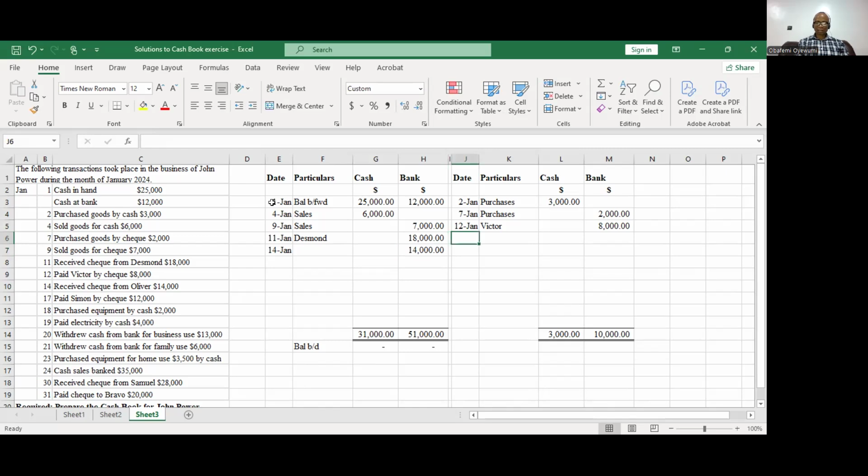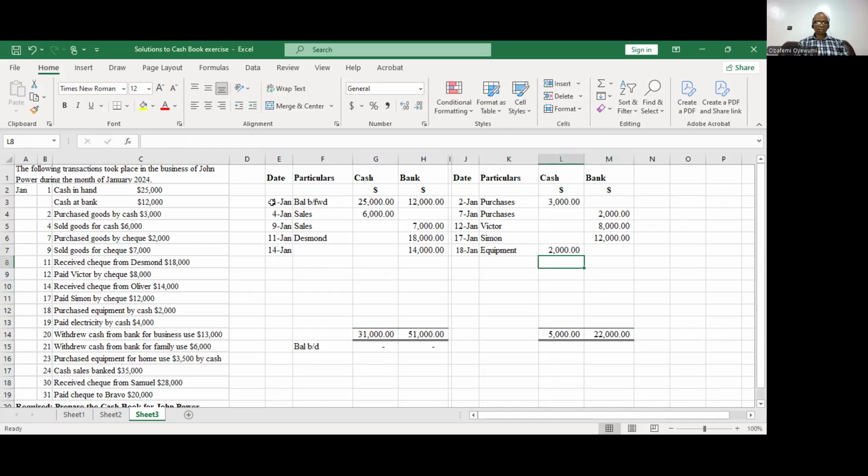So the next one was on the 17th of January. We paid Simon. Simon was paid via check. So we're going to have check of 12,000 paid to Simon recorded in the bank column. All right. So the next one, purchase of equipment. On the 18th of January, equipment was purchased. What's the value? 2,000 by cash. So you're going to have 2,000 in cash there.